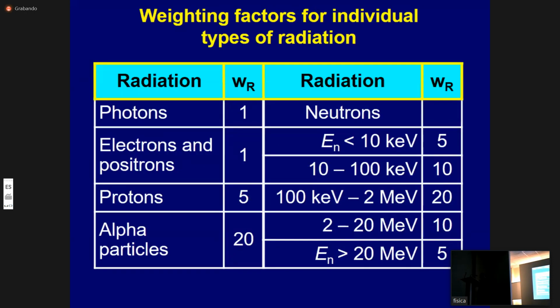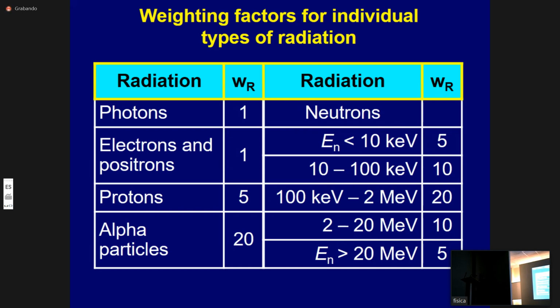The table on the slide shows values of the WR coefficient for the development of any stochastic effects during external and internal irradiation of any organ or tissue of a standard person. The weighting factor for radiation is used in determining the equivalent dose.